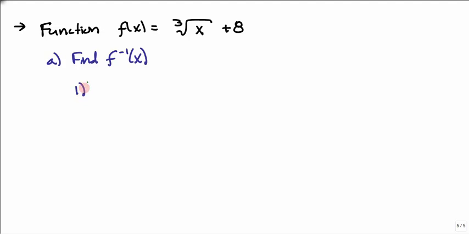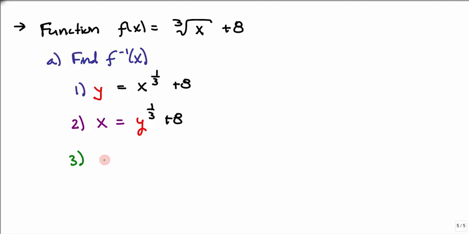So first step, replace f of x with y. So I have y equal x to the 1/3 plus 8. So cubic root is the same as an exponent of 1/3. Okay, second step, we're going to swap the x and the y. So I have x equal y to the 1/3 plus 8. Third step, go ahead and solve for y. So I'd subtract 8 from both sides. And I end up with y to the 1/3 equals x minus 8.